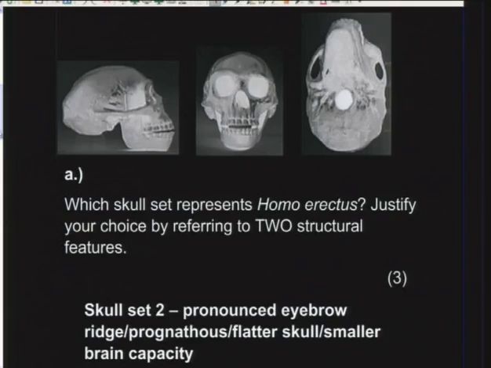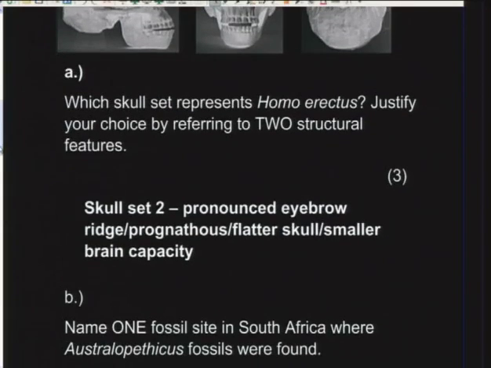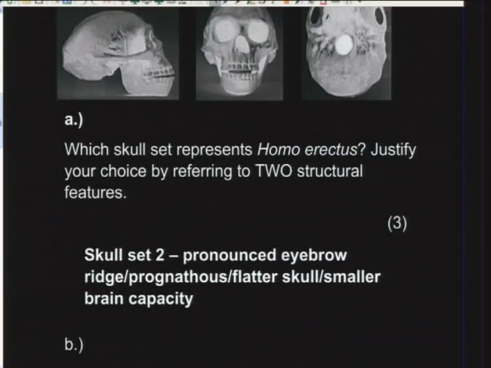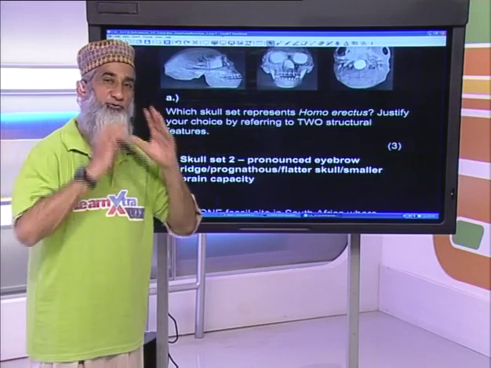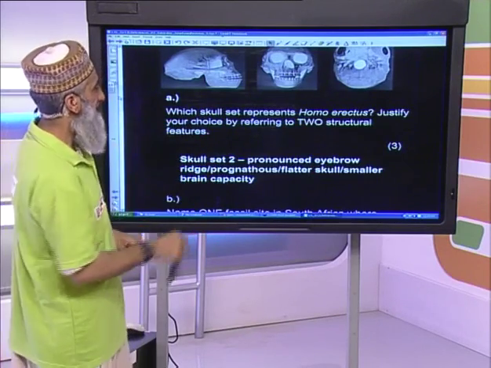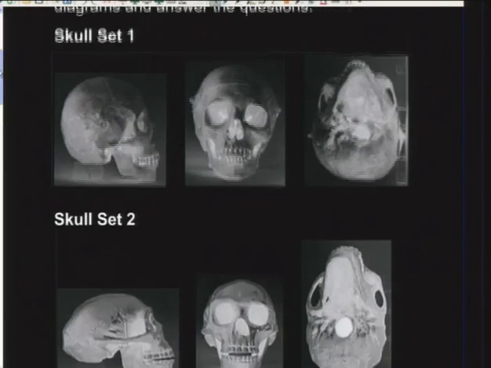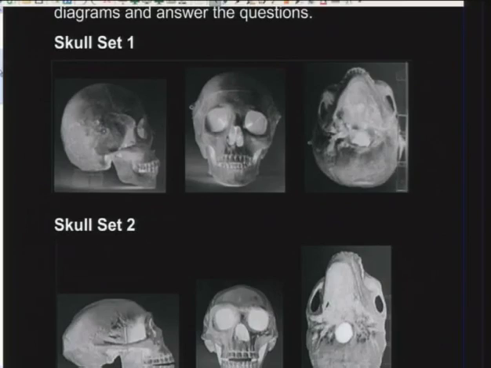And the answer is obviously skull set 2. Why? Because you have pronounced eyebrow ridge. It has prognathus. It has a protruding jaw. Remember, if you do not use the word prognathus, you can talk about protruding lower jaw especially. It has a flatter skull, and it has a smaller brain capacity compared to the Homo sapiens here on top.